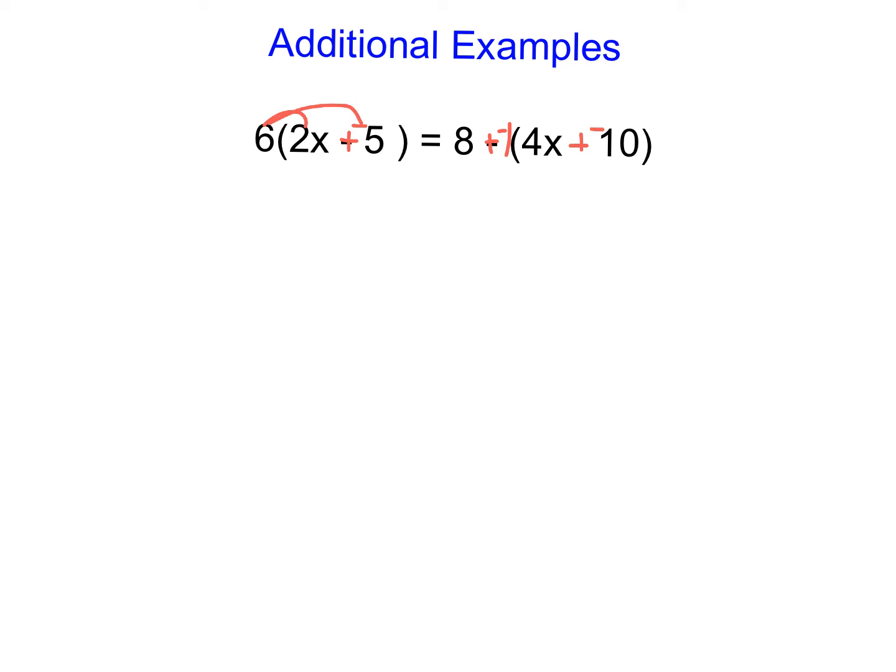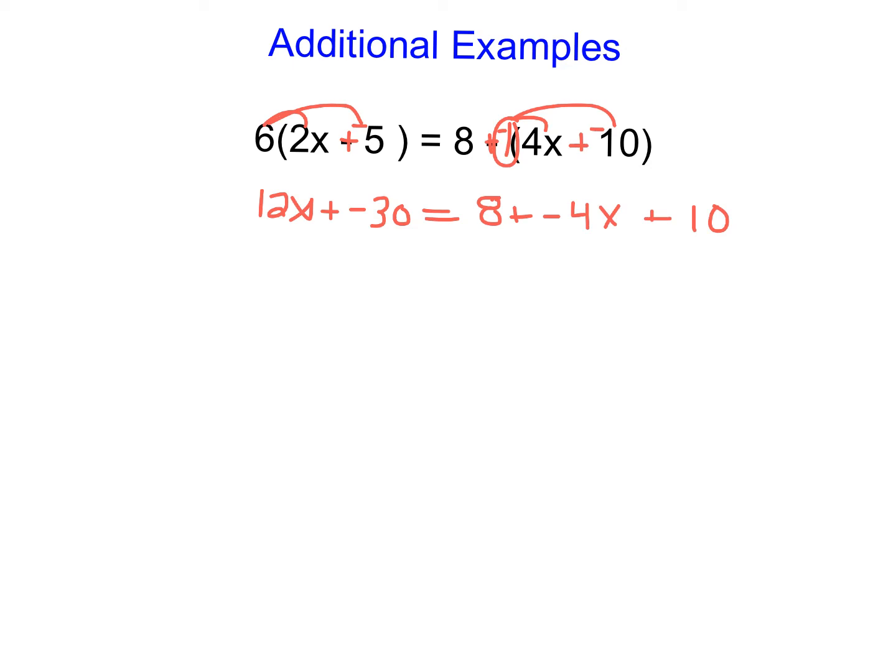So I start off and I distribute that 6. So I have 12x plus negative 30 is equal to, and then I have 8 plus, I'm distributing this negative 1 out. Negative 1 times 4x is a negative 4x. Plus negative 1 times negative 10 is 10.